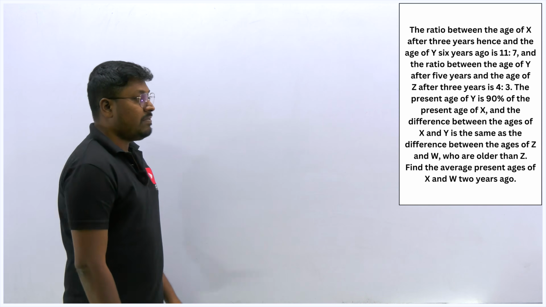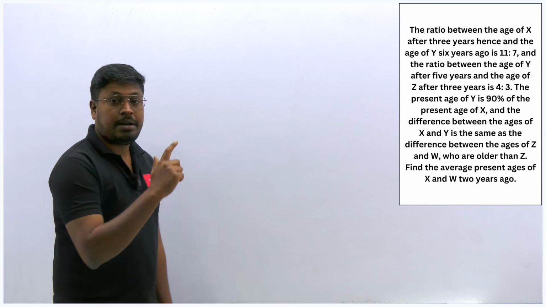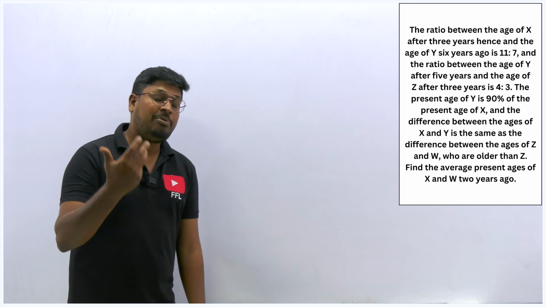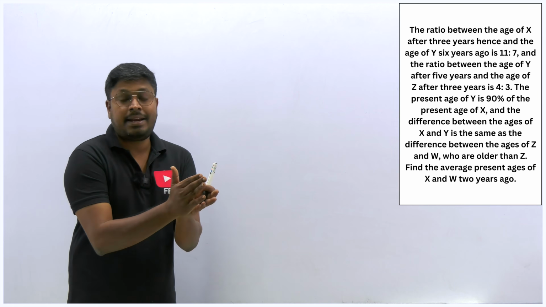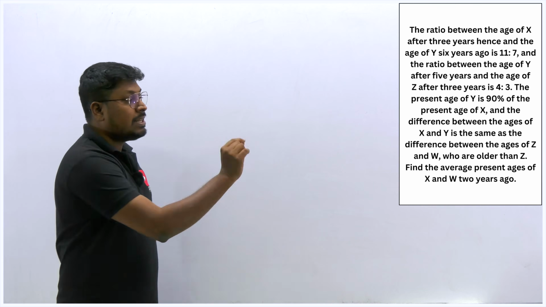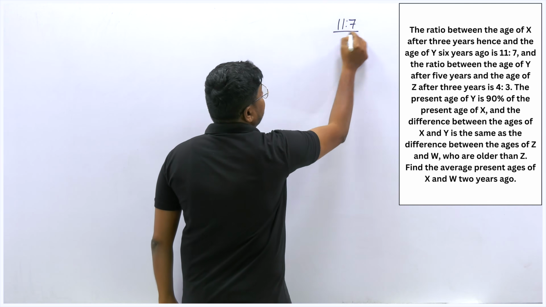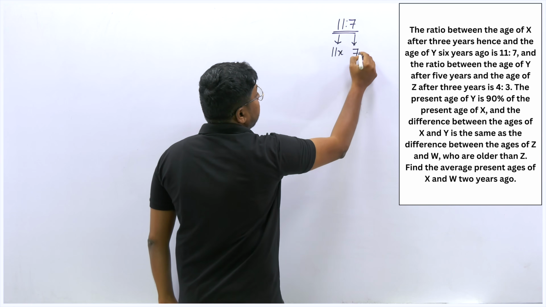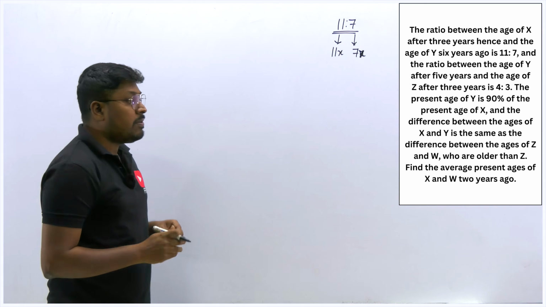So the ratio between the age of X after 3 years, that means they are talking about the future, and Y 6 years ago, they are talking about the past. Let me bring both persons' ages to the present, and then we can frame an equation. Just look at the words carefully. We know the ratio given is 11:7. Let's assume this as 11x and this will be 7x, because they have given it in terms of ratio.